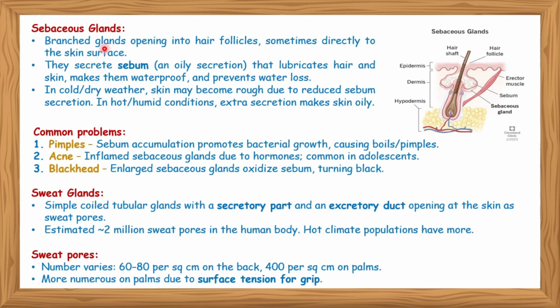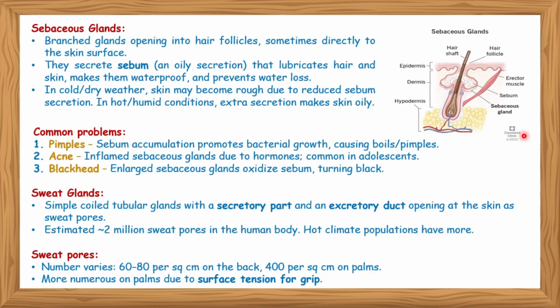Sebaceous gland. The sebaceous gland is a branched gland opening into the follicles, sometimes directly to the skin surface. They secrete sebum, an oily secretion that lubricates hair and skin, makes them waterproof and prevents water loss. In cold or dry weather, skin may become rough due to reduced sebum secretion. In hot or humid conditions, extra secretions make the skin oily.